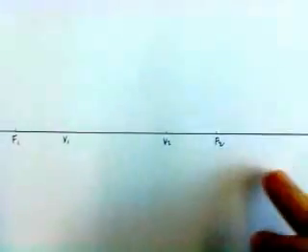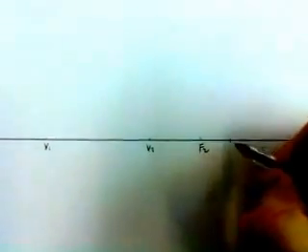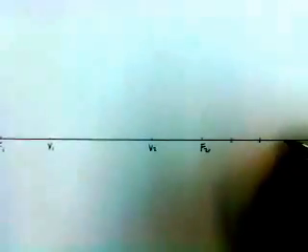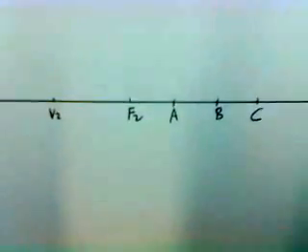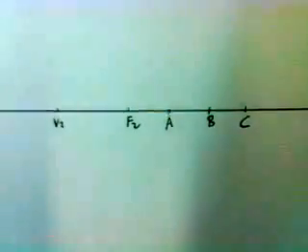The first thing you need to do is find a couple of random points out here to the right of F2. You can measure them, or you can just mark them in as I'm doing here. If you're in a hurry, you can just mark them in like that. I've just labelled them A, B and C here.